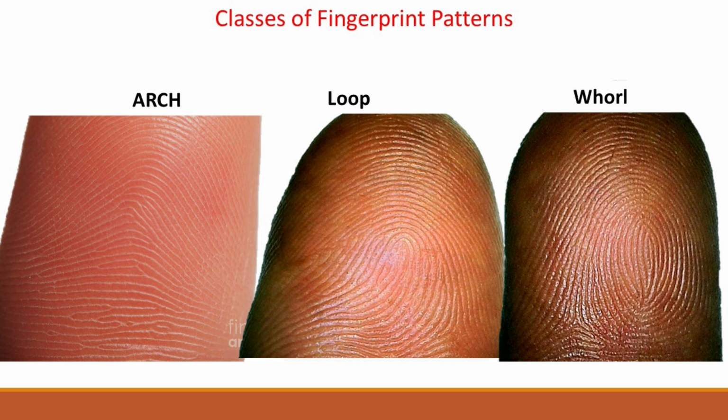Then loop can be further classified into two. We have radial loop and ulnar loop. Sometimes some people call it a left loop or right loop. Where we derive the radial or ulnar is from the bones of each arm. On each arm you have two bones, a radial bone and an ulnar bone. So if the loop is facing the side of the radial bone, then you call it a radial loop. If it's facing the side of the ulnar, then you call it ulnar loop.